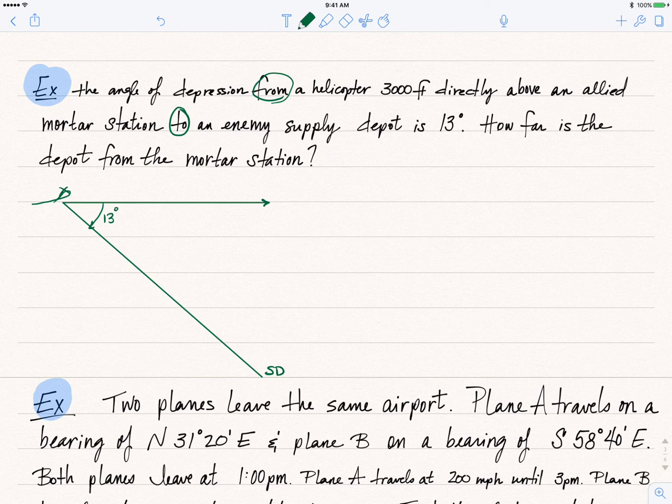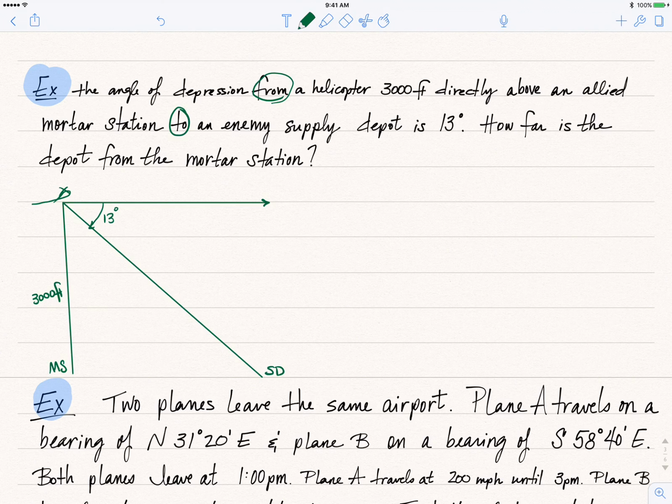Now let's look at where this helicopter is. The helicopter is 3,000 feet directly above an Allied mortar station. So let's just drop straight down. I'm just going to say MS for mortar station. So then finally, I have all that I'm able to draw.